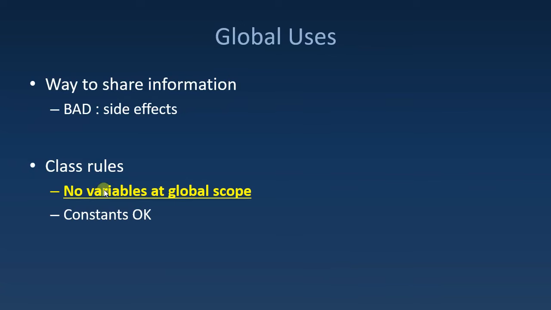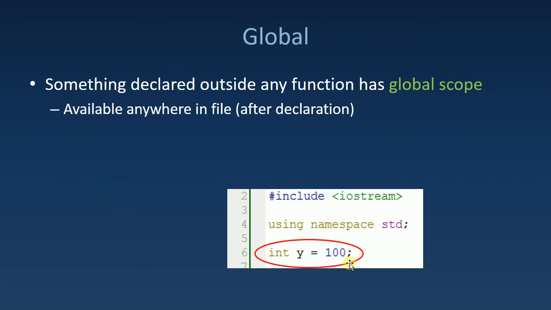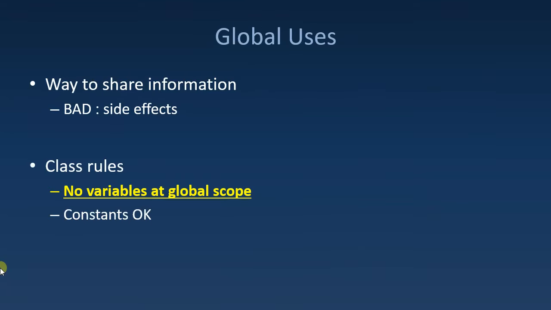The only thing that's permissible to do at the global scope is to declare a constant. At the top of your file, it's fine to say const double pi equals 3.14, so that everywhere you can just use pi. And that's safe because you can't change a constant. But when you have variables that are getting changed all over at the global scope, that's when you get into problems.